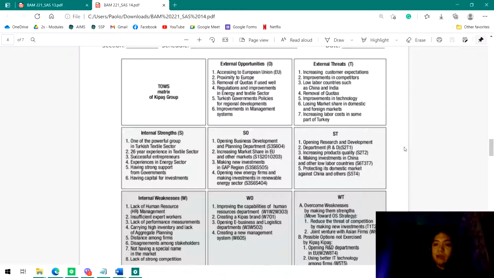Nababawasan ang market share, nababawasan ang pagtangkilik ng market sa products natin. So kailangan natin gumawa ng paraan para maremedyohan ito. Nakalagay dito, ang strategy na gagawin natin is joint venture with Asian firms. So wala tayong lack of strong competition. Wala tayong competition, wala tayong malakas na kalaban.